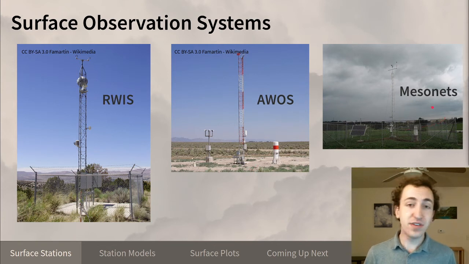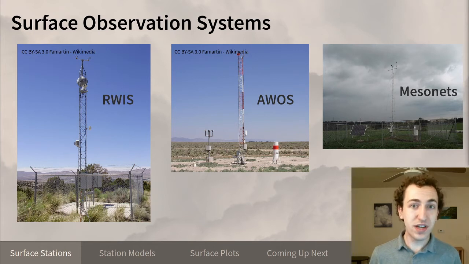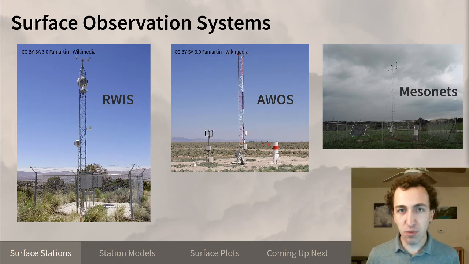And then we also have mesonets. So certain states and different agencies can, if they have their own funding and their own need for it, put together their own weather stations to gather a higher density of data than just what your airport systems can provide. Now, all of these, as you notice, have elevated wind sensors.